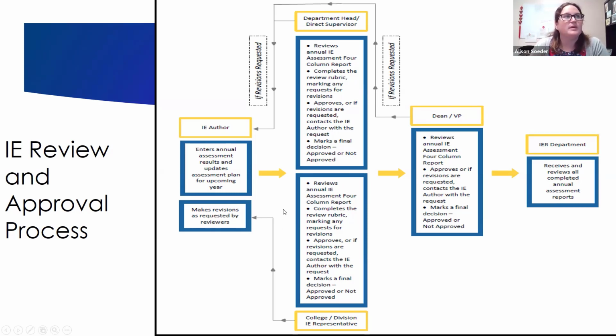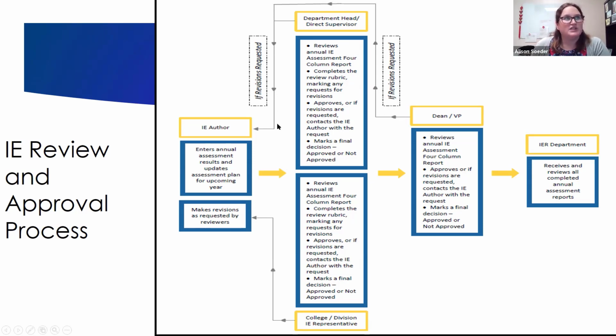Those people in the first reviewer role would review the annual IE assessment 4-column report that we just looked at. They would complete a review rubric, marking any requests for revisions. If there are any requests for revisions, they would send the IE author an email directly. That is not a communication that is supported through Nuventive at this time, unfortunately. But you would just email the IE author directly to let them know that revisions have been requested. So it's kind of a gray area here.